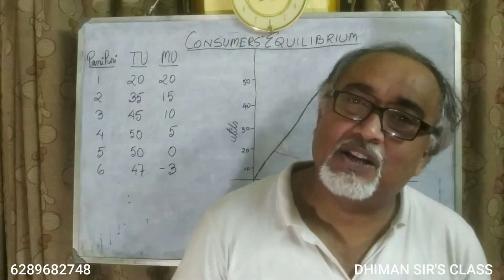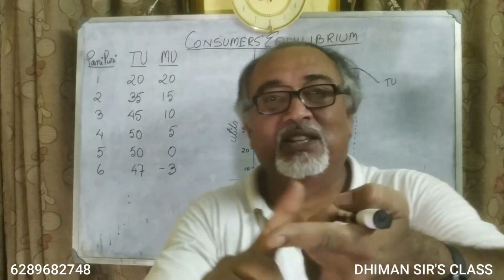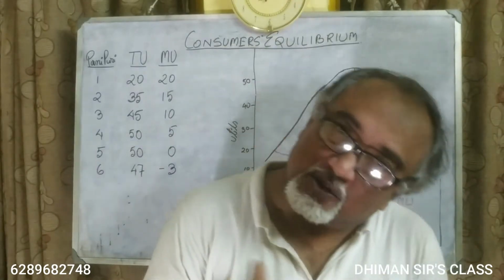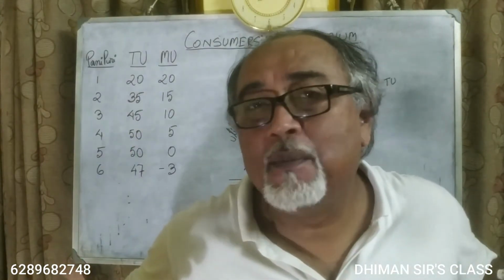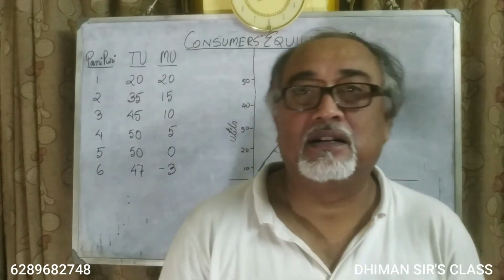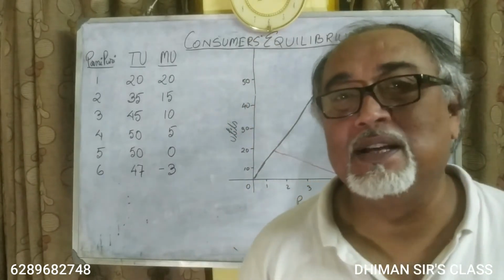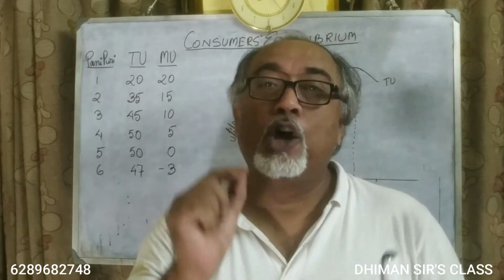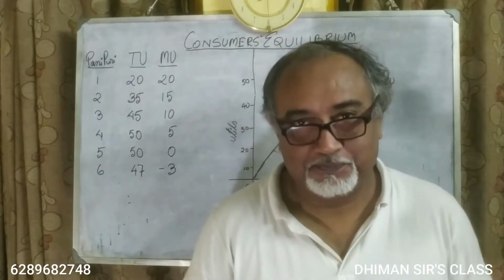Then sir, what is the unit of measuring satisfaction? This satisfaction is called utility, that comes from inside. You cannot see how many utilities you are getting, but we can measure it through a specific unit. And the unit of measuring utility is utils. Unit of measuring utility is utils.